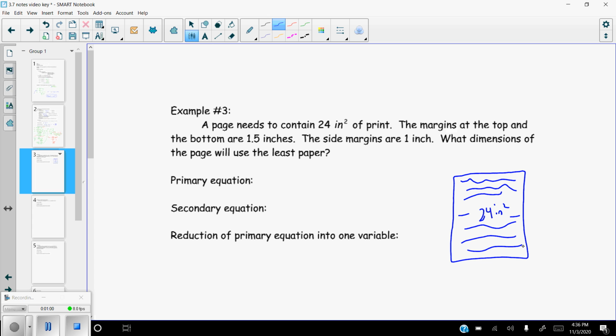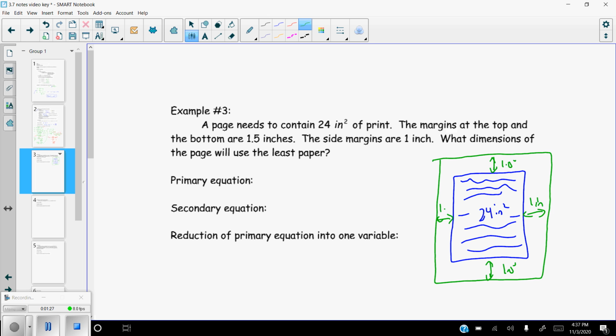The margins at the top and the bottom are 1.5 inches. So margins are not printed on, so that's going to be a space outside. It says the margins at the top and the bottom are 1.5 inches. So that space is 1.5. That space is 1.5. Side margins are going to be 1 inch. So that space right there is 1 inch. This space right here is 1 inch.